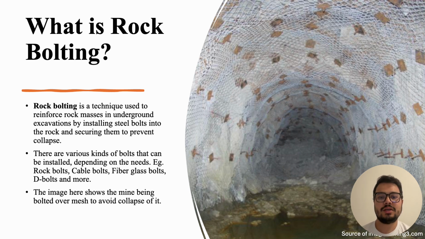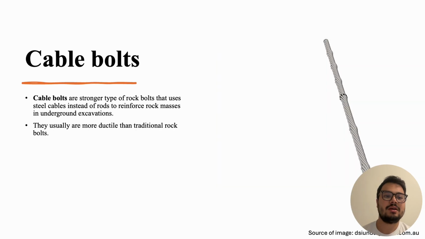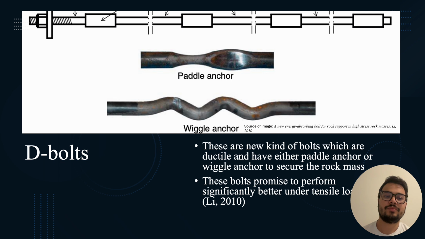The image shown here shows a mine that is covered in mesh, and rock bolts are installed in it to prevent collapse so it can be excavated, evacuated, or for some other needs. The cable bolt is the one shown on the right-hand side of the slide. Cable bolts are a stronger type of rock bolt that uses steel cable instead of rod to reinforce rock mass in underground excavation. They can be pre-tensioned and they are usually more ductile than traditional rock bolts.